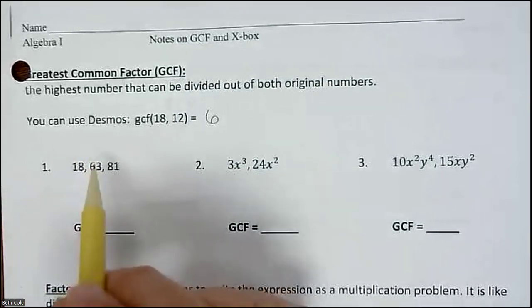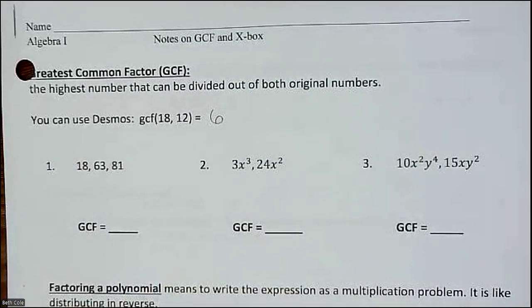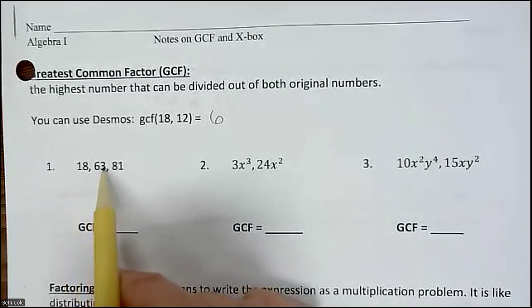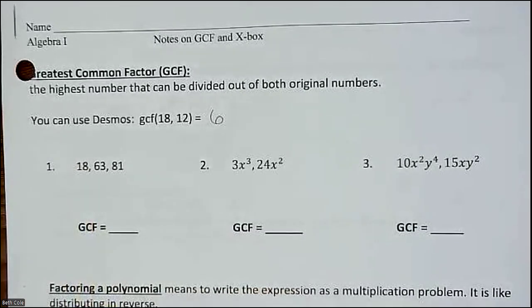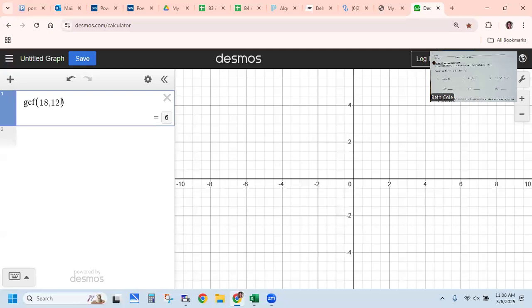The first one is all numbers, so I can put it in the calculator, but I want you to start to build your number sense. Can you guys think of a number that would go into all three of these? I just want you to use your brain and try. Will 9 go into all of them? Okay, let's see if you all are right. GCF. I'm going to type in 18, 63, and 81. 9 is correct. Good job.